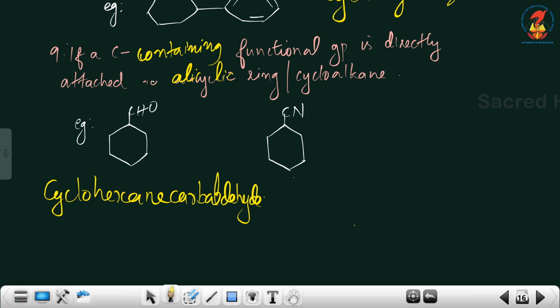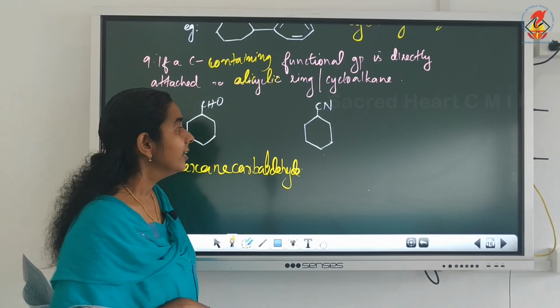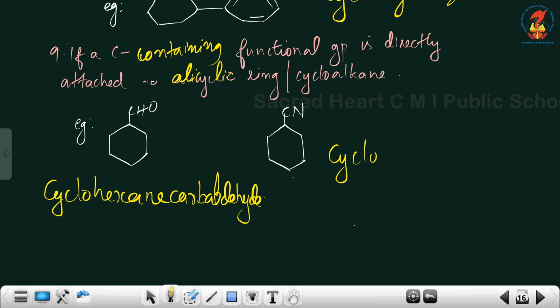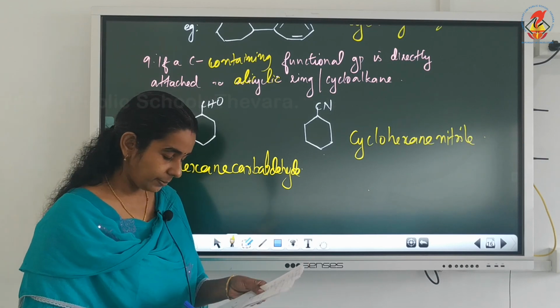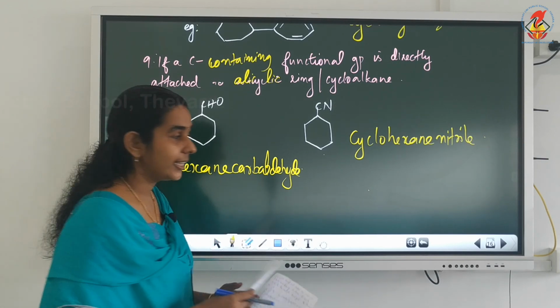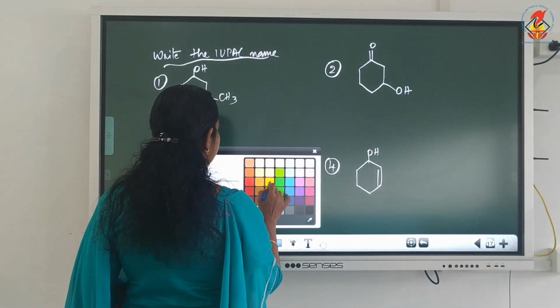Here the CN group is a carbon containing functional group directly attached to the alicyclic ring. So which ring is present here? Here also cyclohexane, so cyclohexane nitrile. Write the complete name of the ring followed by the functional group name. So this is about the naming of alicyclic compounds. Next we will see a few examples.